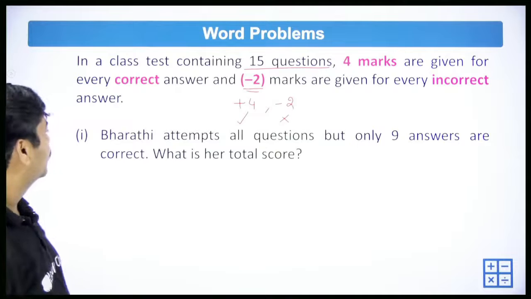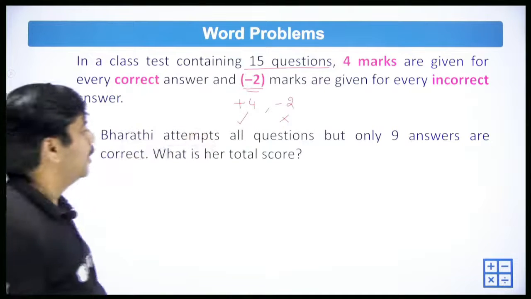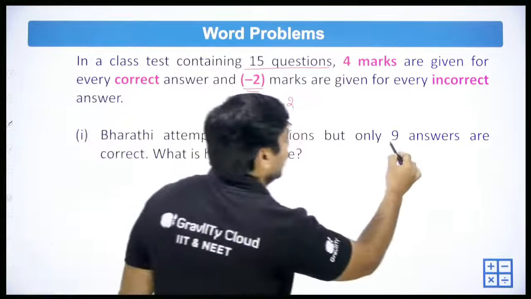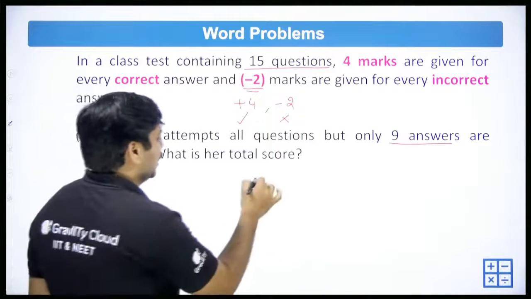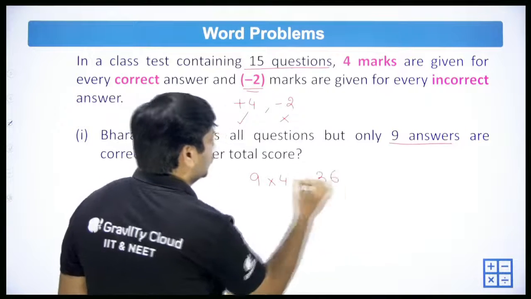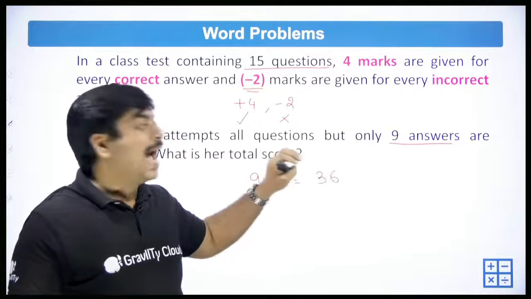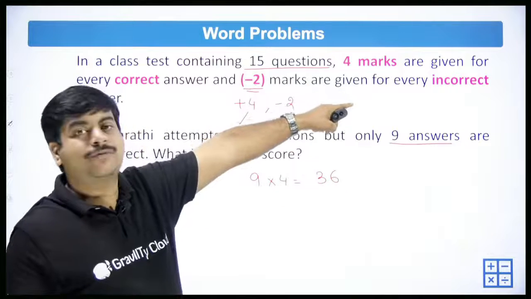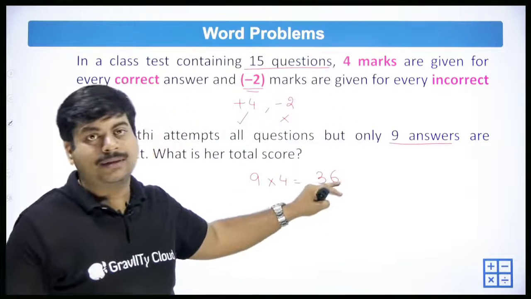What's the first question? Bharati attempts all the questions. All means 15 questions. Okay. But only 9 answers are correct. 9 are correct. So 9 into 4, she will get 36 marks. But is this her final score? Had there been no negative mark for incorrect answers, that is her final marks.